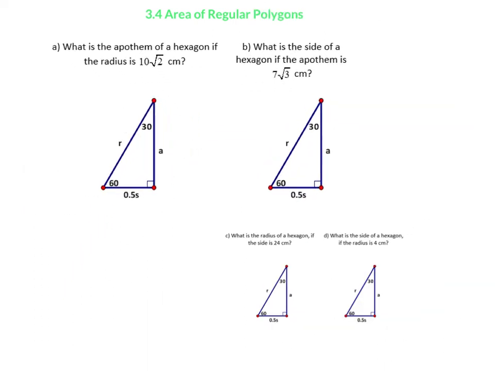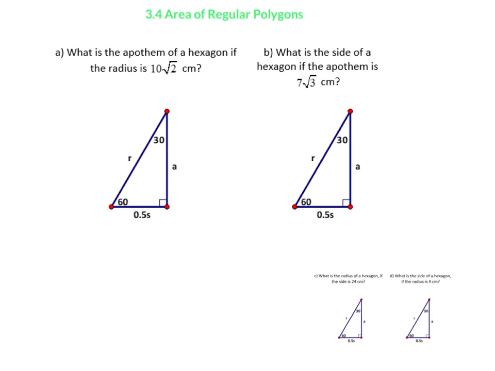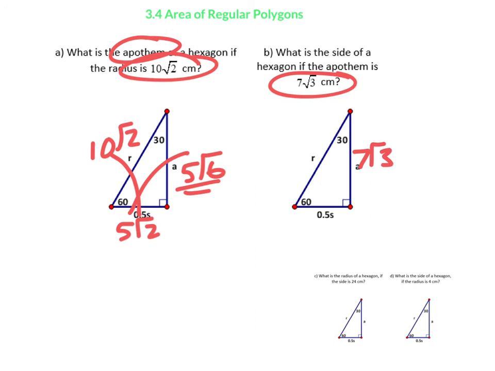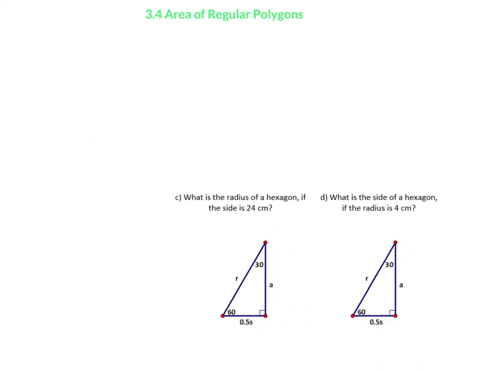All right, let's do the same thing we've done with the other ones, and do some quick relationships. It says the radius is 10 root 2, and they would like to know the apothem. So we would go this way, which would be half, so this would be 5 root 2. And then we would multiply by root 3. That would be 5 root 6 would be our value. Over here it says our apothem is 7 root 3, and they would like to know the side. So we would divide by root 3. That would give us 7, and we would add another 7 to get the length of the side for a total of 14.